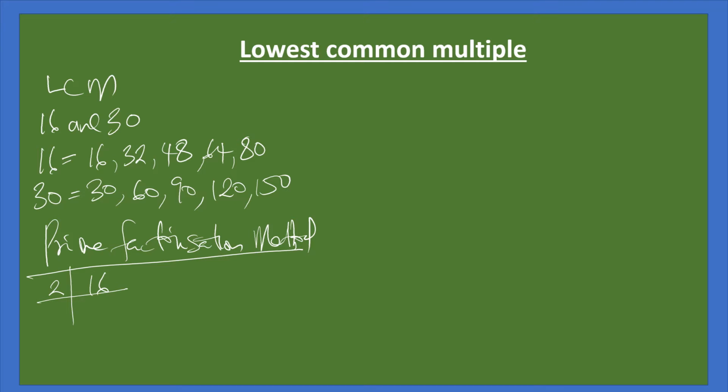So 2 into 16, you have 8. 2 can go again, you have what? 4. 2 can go again, you have 2. And 2 can go again, you have 1. So for 16, we have 2 times what? 2 times 2 times 2 times 2.